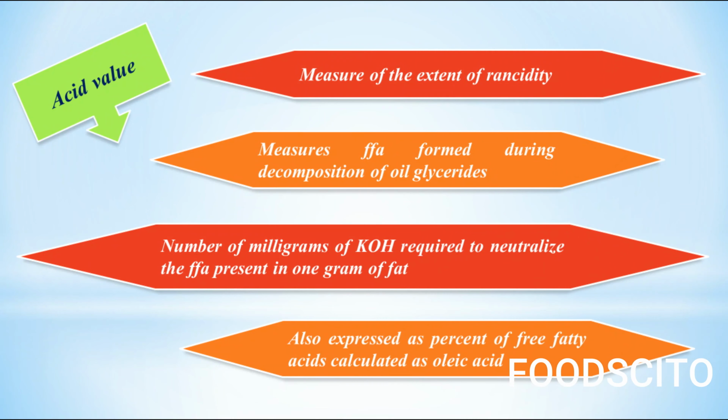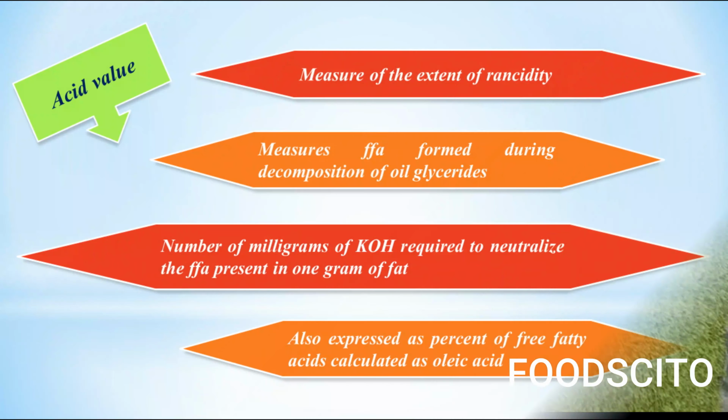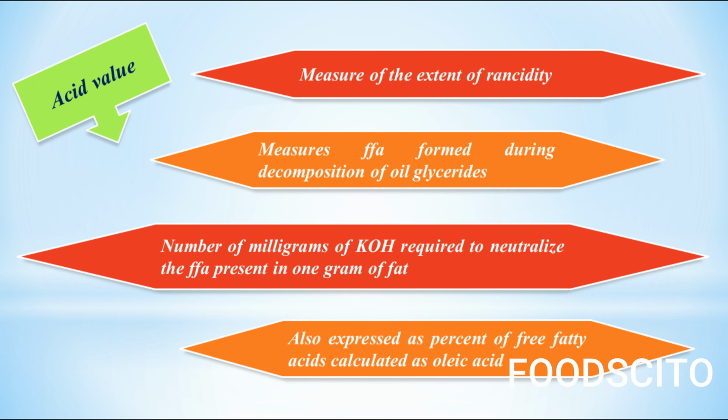So acid value is expressed as the number of milligrams of KOH, that is potassium hydroxide, yes, an alkali, required to neutralize the free fatty acids present in 1 gram of fat. And acid value is also expressed as the percent of free fatty acids calculated as oleic acid. And this could be one of the questions in your competitive exams. So the next question is how to determine the acid value.